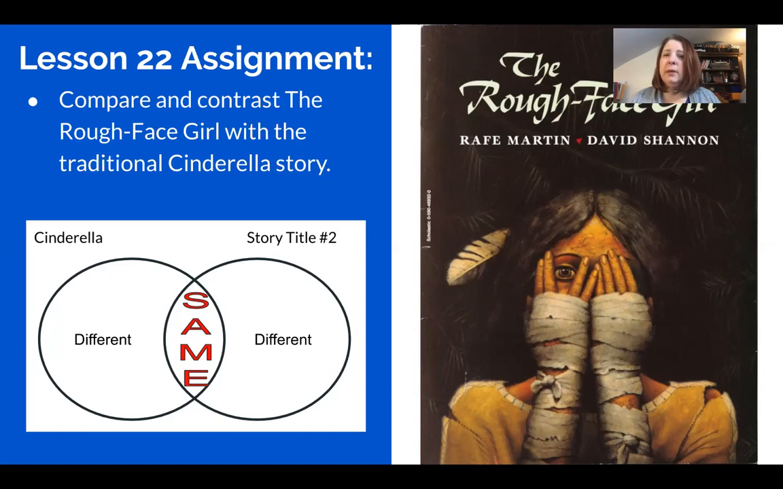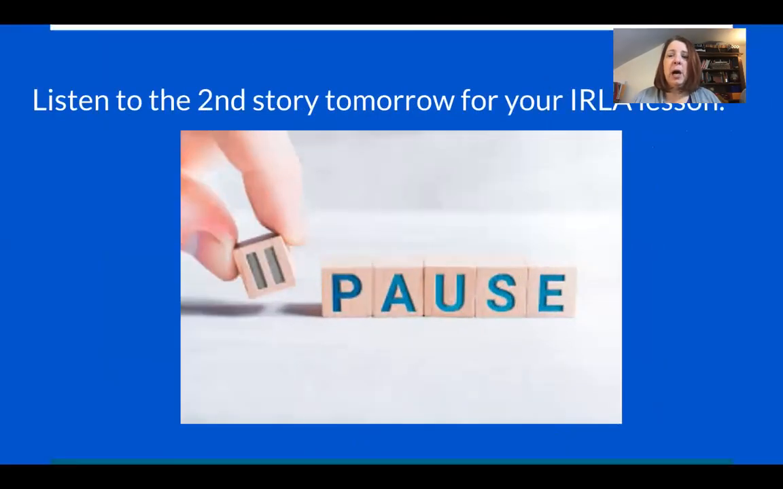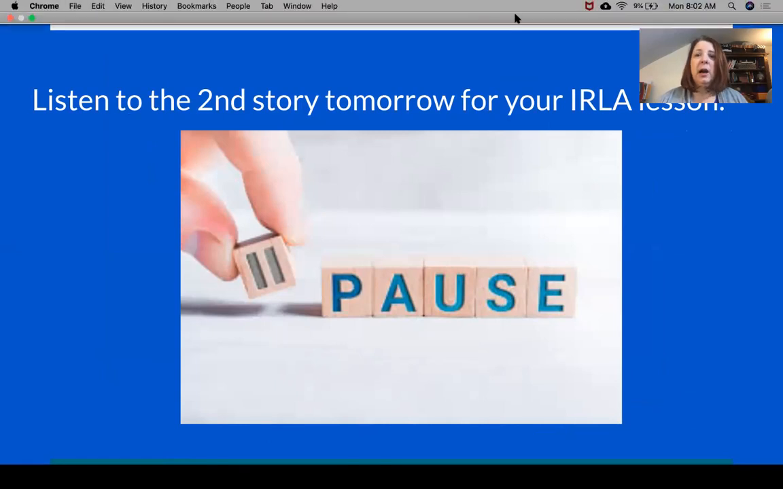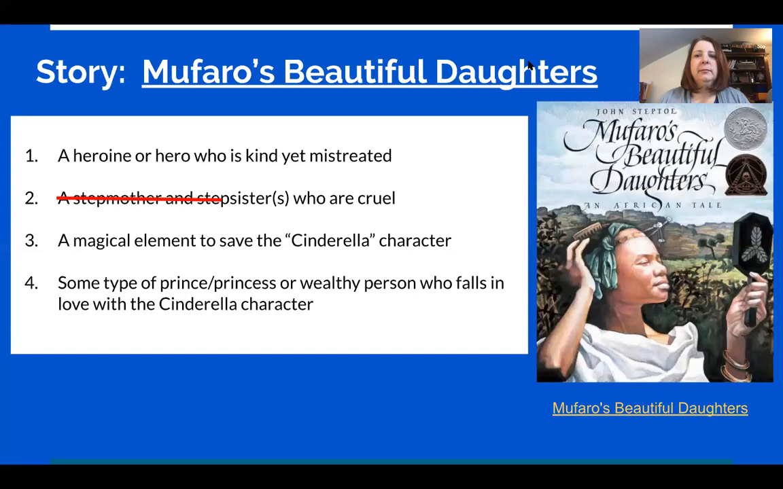Okay, so think about some of those elements that you've compared and contrasted in your previous stories. Now, as we go to this next screen, this is a place for you to pause, and you're going to come back here for tomorrow's story, which is Mufaro's Beautiful Daughters. All right, so we're going to pause.